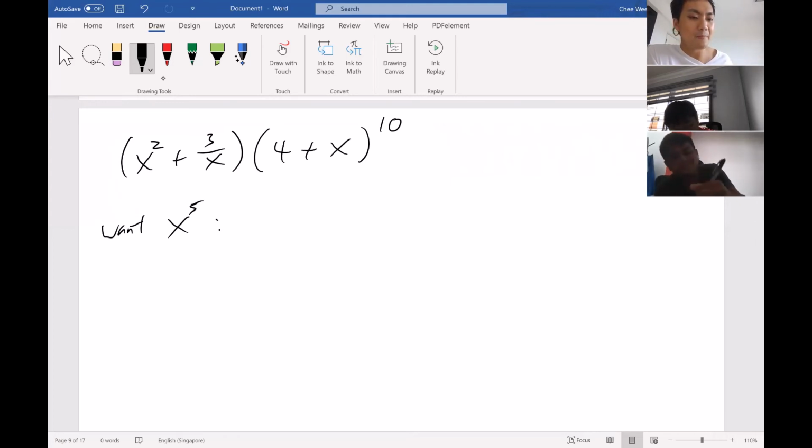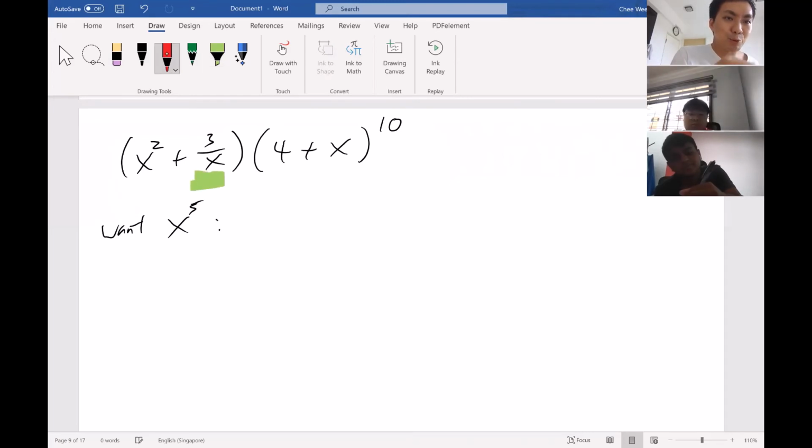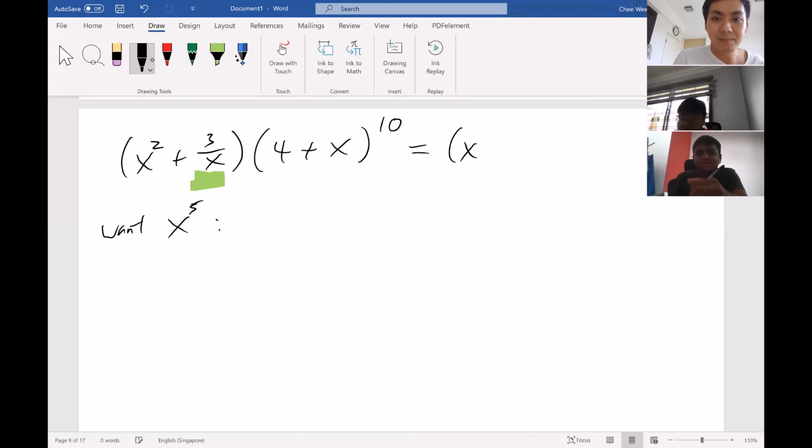Okay, to be frank, let me share my personal habits first. When I see something like this that I don't like to see, I will take it into negative powers first. I put it as 3x, and then x to the power of negative 1. Always do that as the first thing.